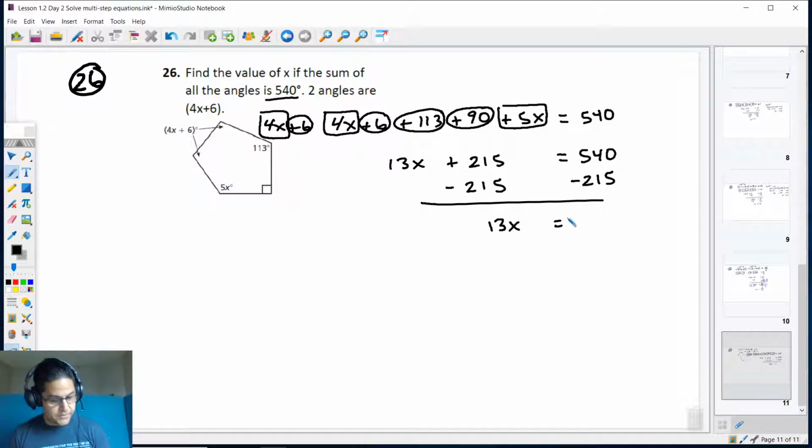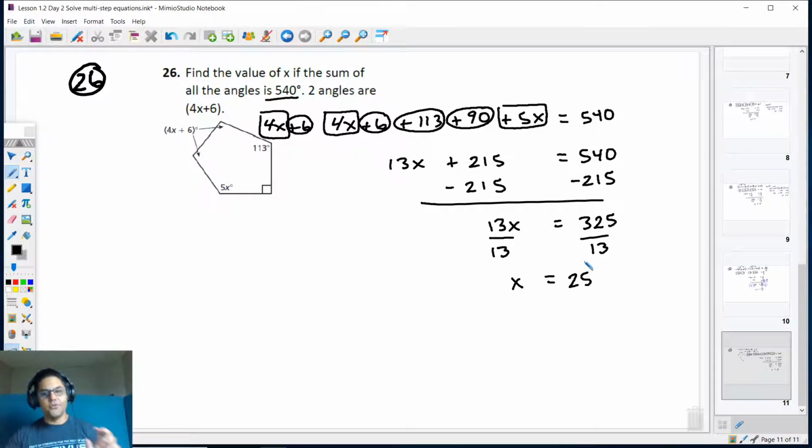13x is equal to, so I do 540, subtract 215. 325. Divide by 13. Got a good feeling about this. Divide by 13. Yeah, so it gives me a nice quote-unquote normal answer, not a decimal answer. So that means the value of x is 25.